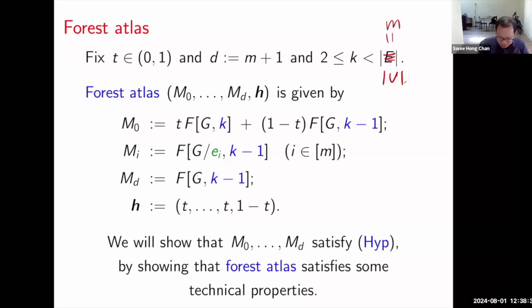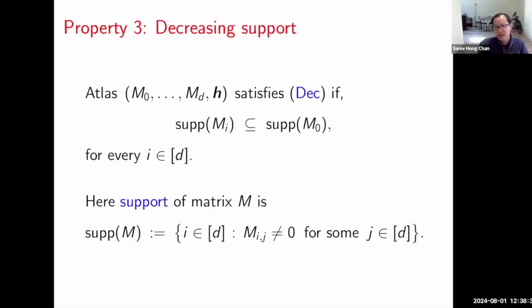Okay, so the third condition is what we call the decreasing support. This is saying that the support of the children should be less than the support of the parent. So in a way, this is saying that the children must be less complicated than the parent. Okay, and here the support of a matrix is the set of indices such that it has non-zero entries.